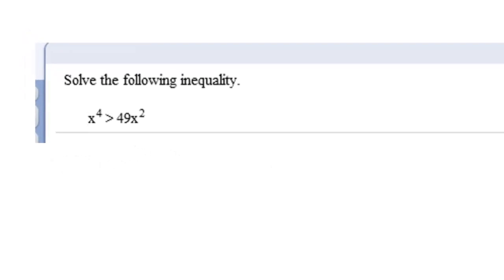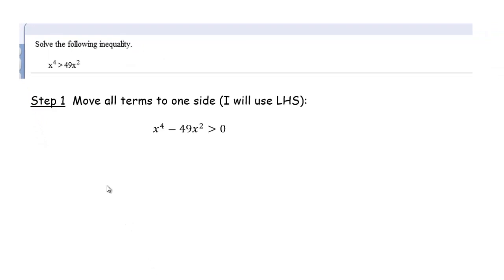Let's solve x to the fourth greater than 49x squared. First step, move all terms to the left-hand side, LHS. You're going to do this by addition or subtraction. So here I subtract 49x squared from both sides to get x to the fourth minus 49x squared greater than 0.